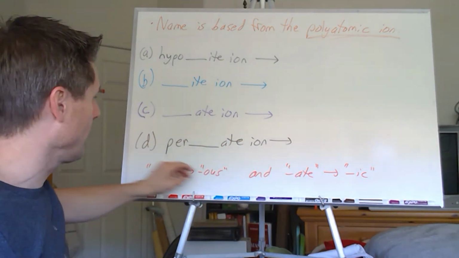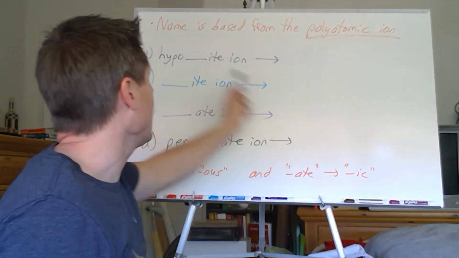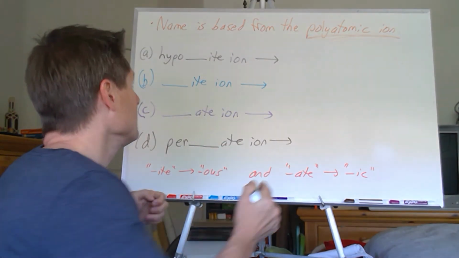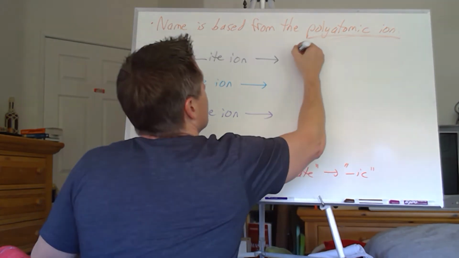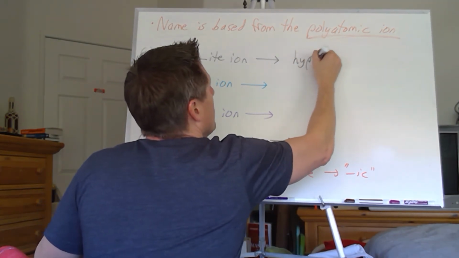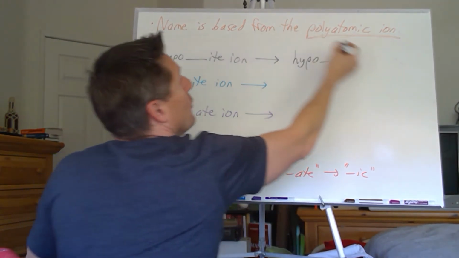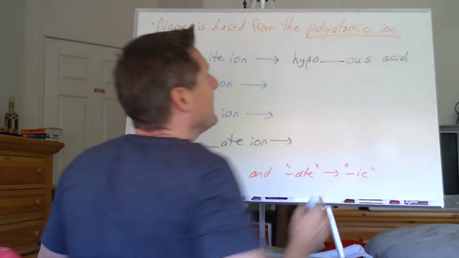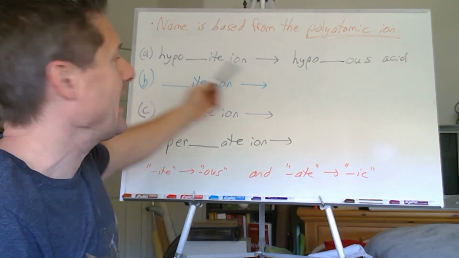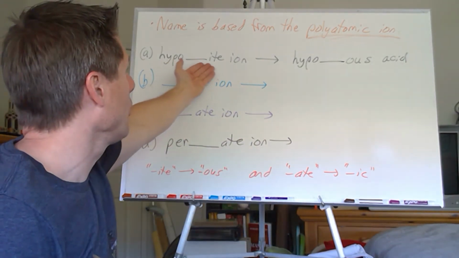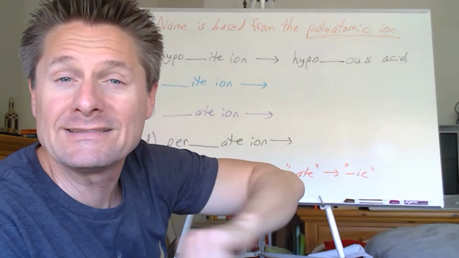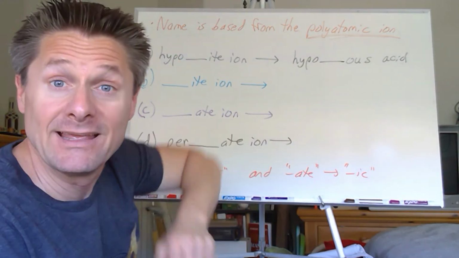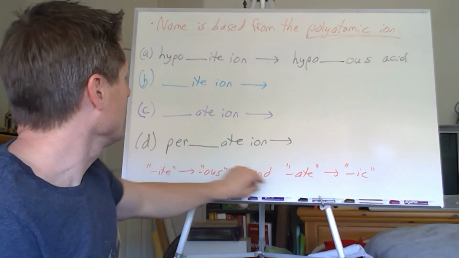So if I'm going to convert this, say I have a hypobromite ion or hypochlorite ion, if it's in the acid, it will go to hypo blank, ite goes to ous, and then acid. So if I had hypochlorite, it would become hypochlorous acid. If I had hypofluorite, it'd be hypofluorous acid. You see the trend?